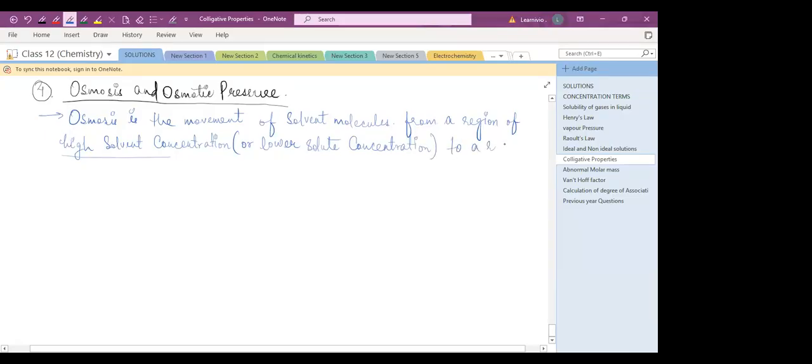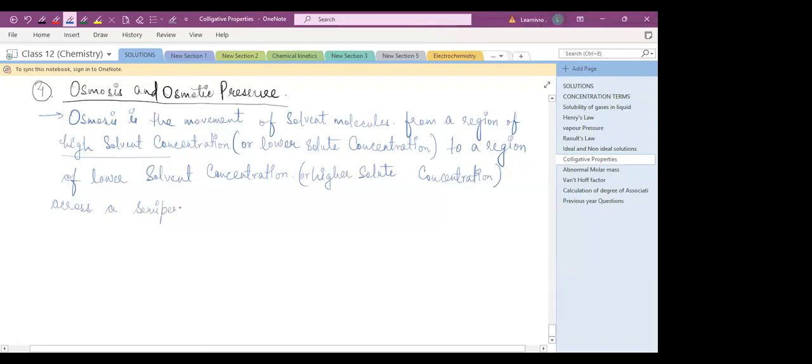To a region of lower solvent concentration, or you can write, higher solute concentration. Right, and it will be across a semi-permeable membrane.